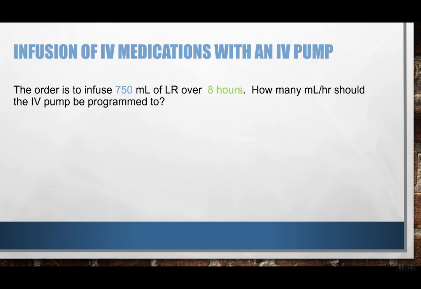The first thing we're going to work on is infusion of IV medication with an IV pump. Right now we have an order to infuse 750 mL of lactated Ringer's over 8 hours. How many milliliters per hour should the IV pump be programmed to? So I need mL per hour. I have X mL per hour on the left side of the equation. I will start by moving into what I have available that is mL per hour. You can see that the mL is already in the equation at 750, and the hours is already there.